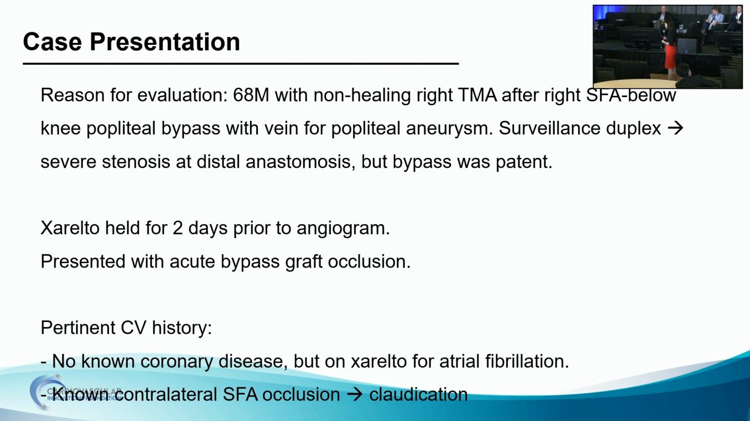Anyways, he had his surveillance duplex and he had a very severe stenosis at the distal anastomosis, but the bypass was patent. So we held his Xarelto for 2 days and booked him for an angiogram, but in the 2 days of holding his Xarelto, his bypass graft went down. So we went to shoot the angiogram, the bypass was occluded. So we shot the angiogram, at that point we stopped, talked to him about doing a distal redo bypass, revising this, and he refused. He did not want to have another bypass.